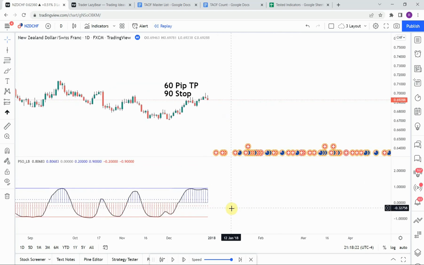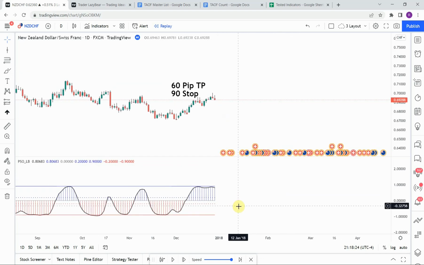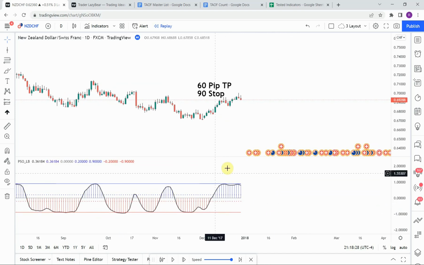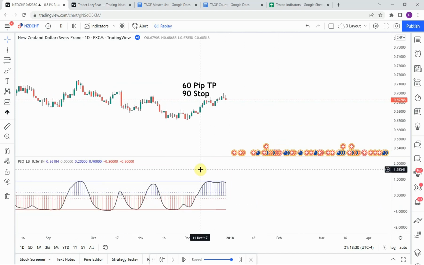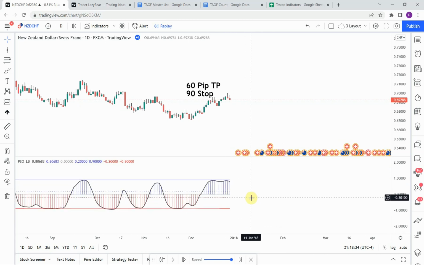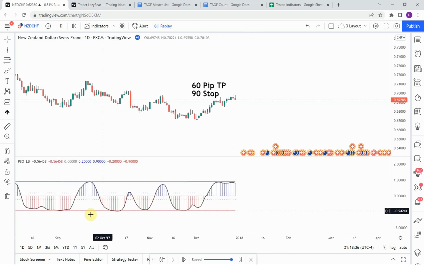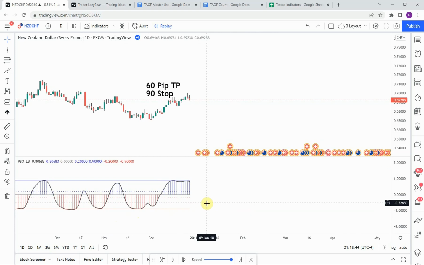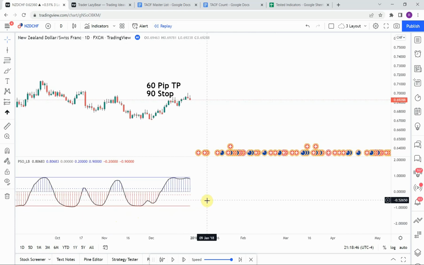And so the way we are going to test it though is we are going to look for that oscillating line to break either above the blue line here and then cross back down below, which would be a short signal, or we are looking for it to break down below the red line and then cross back up above, and that would be a long signal. So let's go ahead and get on with the testing and see what we can get out of it.